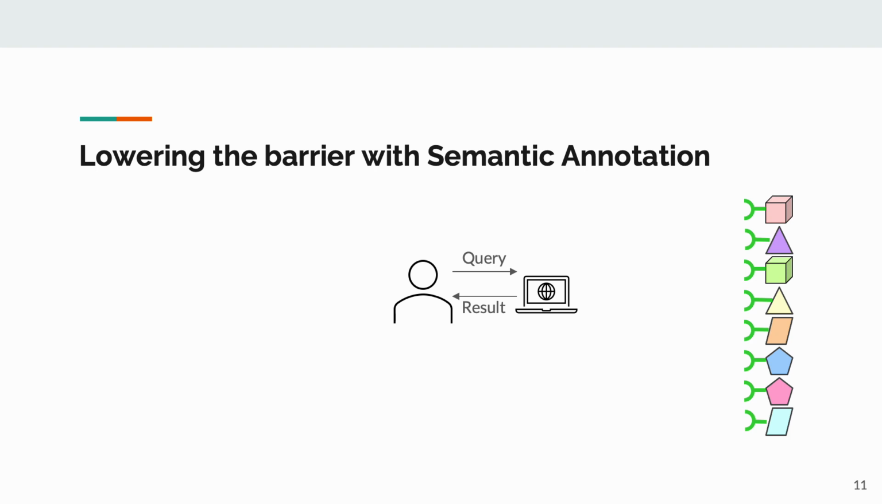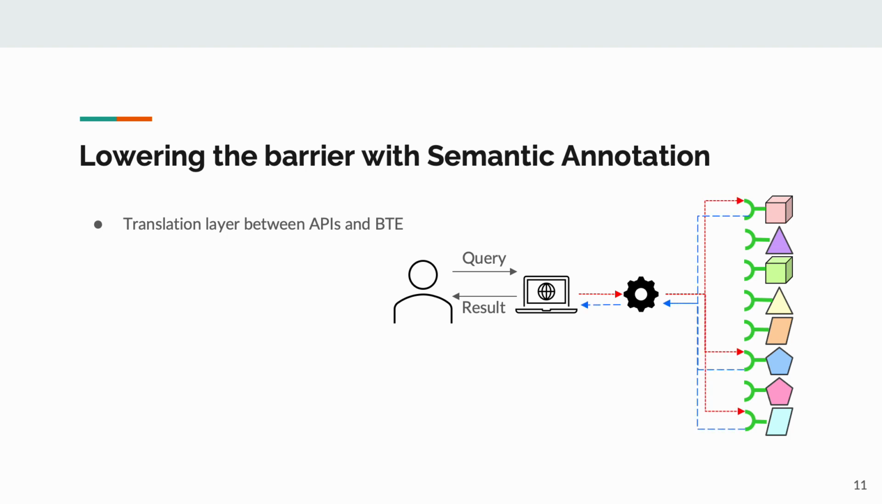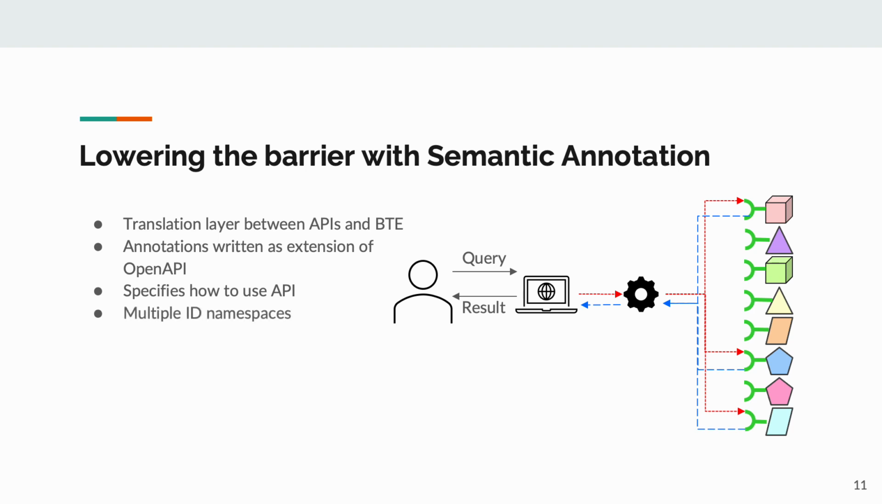Our solution to this problem is to just not require any specific API structure. Instead, we create a semantic annotation layer where teams can specify the already existing structure of their API using the OpenAPI standard. This annotation explains how to query the API, the semantic types of knowledge it provides, and the namespaces it uses to represent this information.